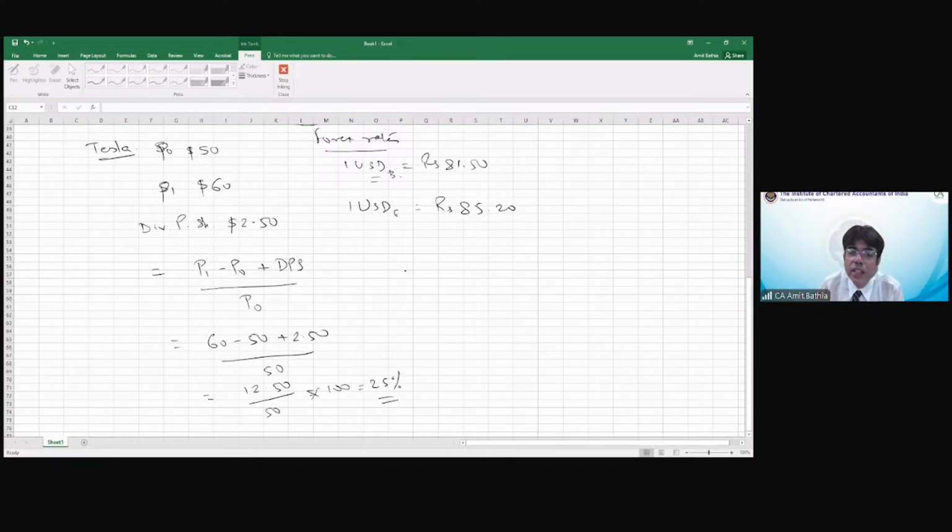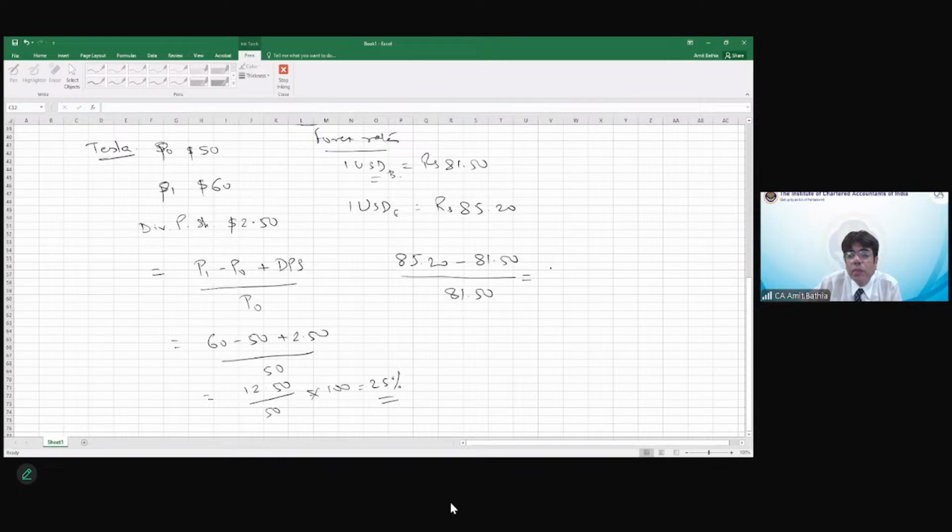So what is the change in the currency rate over here? Can we calculate that? How do we calculate that? 85.20 minus 81.50 upon, what was the original quote? Original cost was 81.50. Am I right?